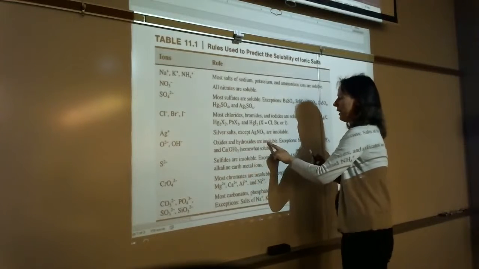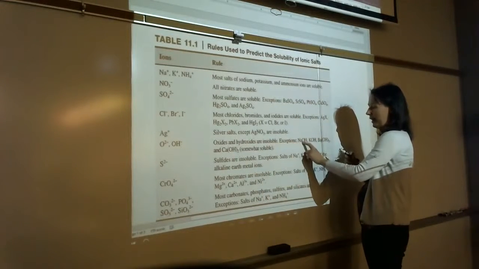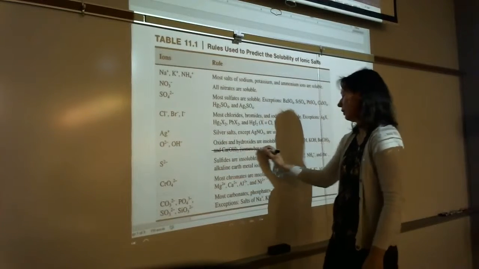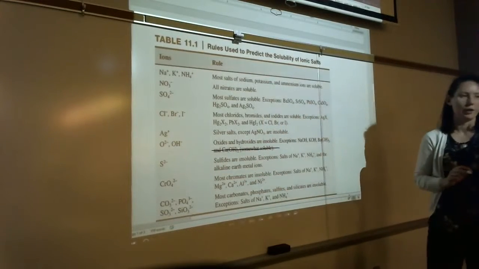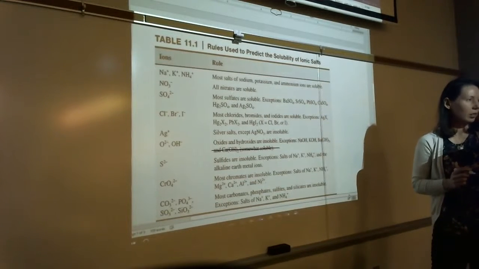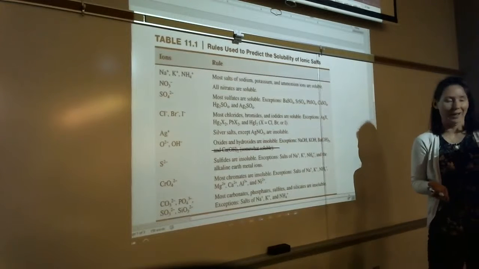Oxides and hydroxides are insoluble except NaOH, KOH, and Ba(OH)2. Cross this one out. Okay, Ca(OH)2 is insoluble. It's a precipitate. You're going to get a precipitate in this class every single time, right?